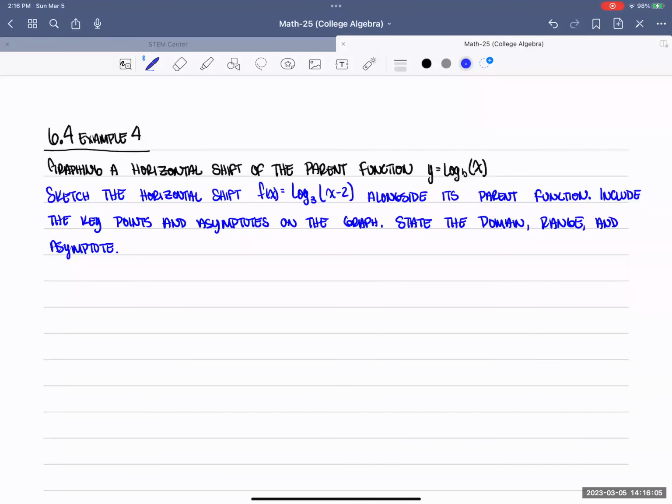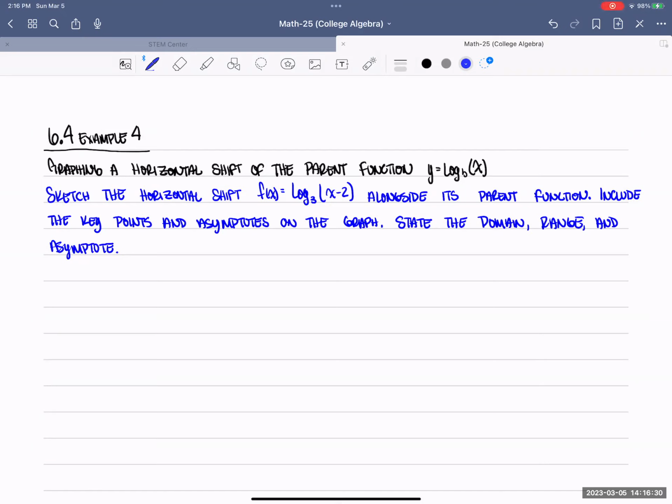Section 6.4, example 4, graphing a horizontal shift of the parent function y equals log base b of x. Sketch the horizontal shift of f of x equals log base 3 of x minus 2 alongside its parent function. Include the key points and asymptotes on the graph. State domain, range, and asymptote.